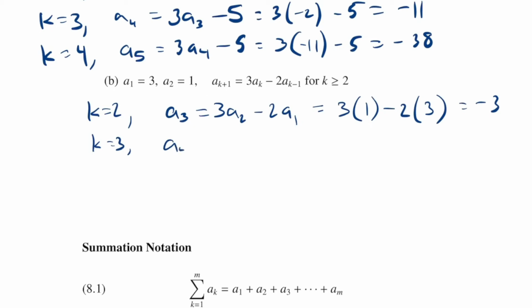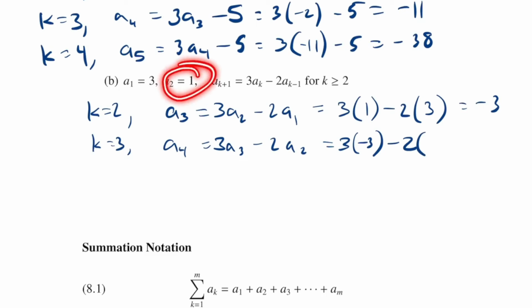That's going to be 3 times a sub 3 minus 2 times a sub 2. It's always going to be the previous 2. So this is going to be 3 times a sub 3, which we just found out is negative 3, minus 2 times a sub 2, which is given to us as 1. So now we got negative 9 minus 2, which is negative 11.